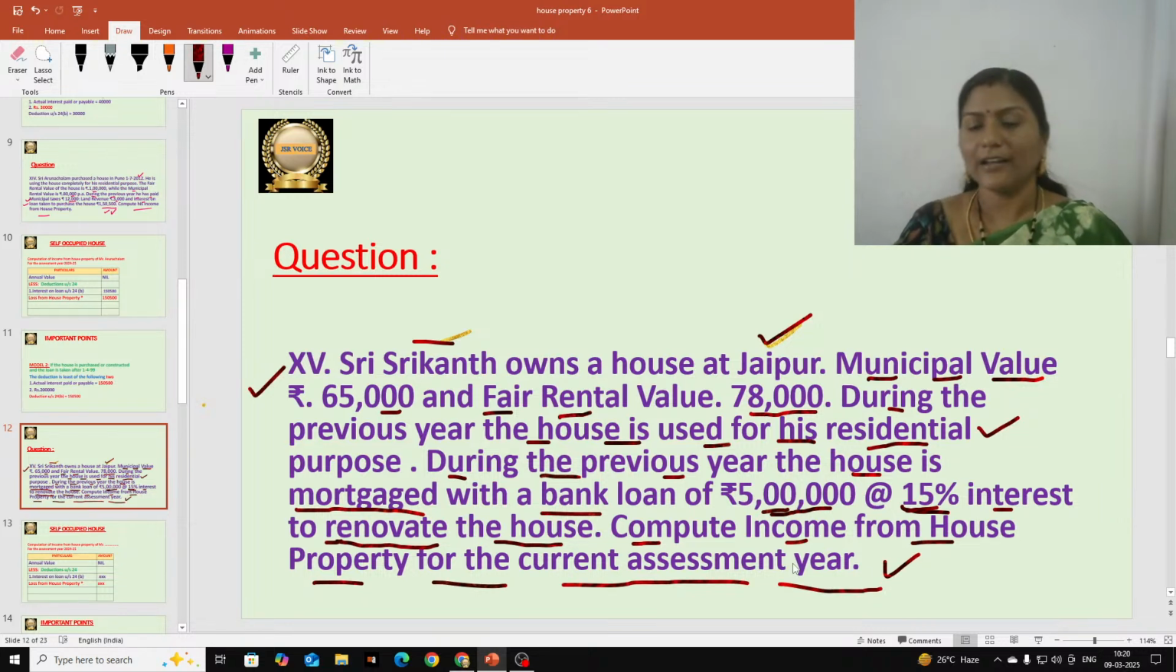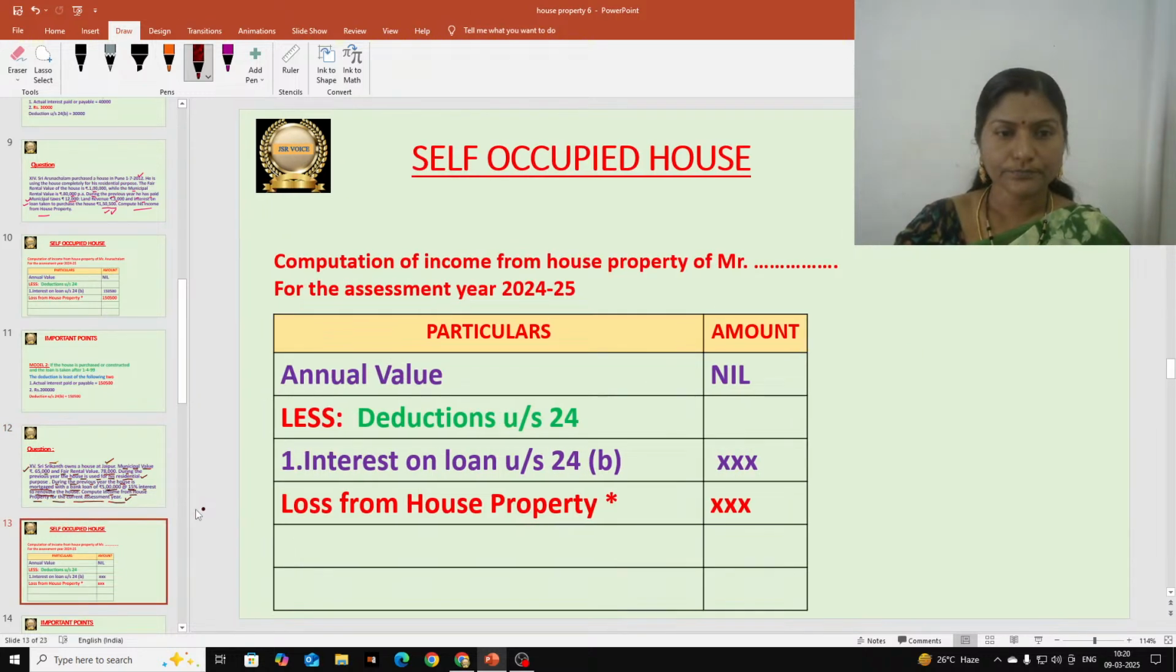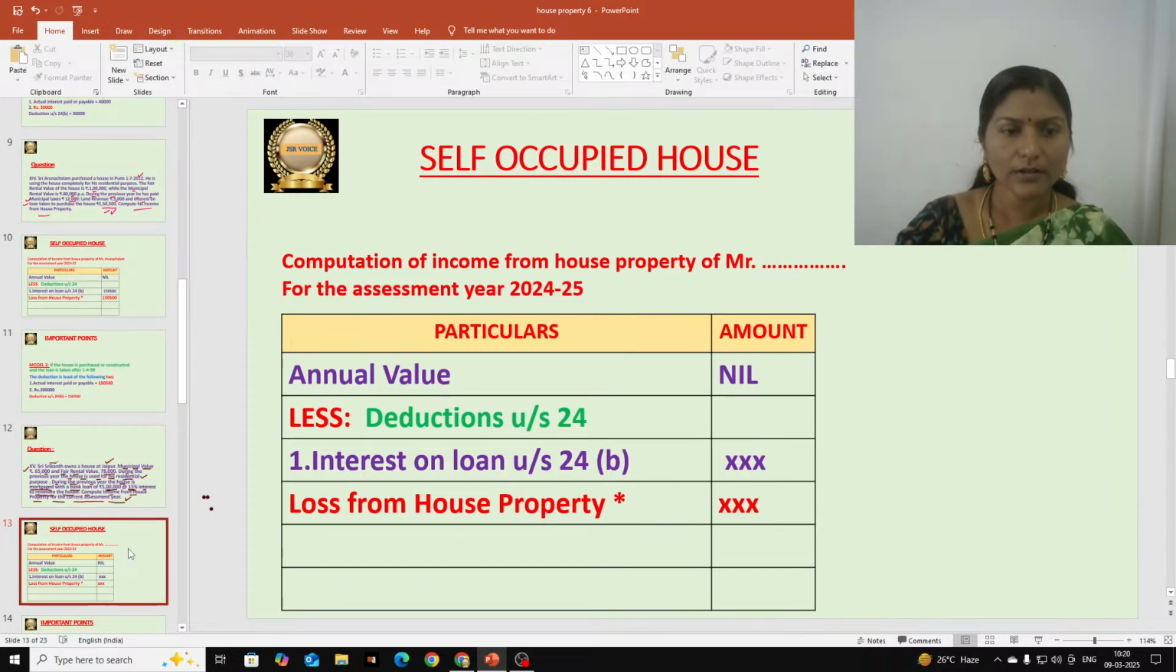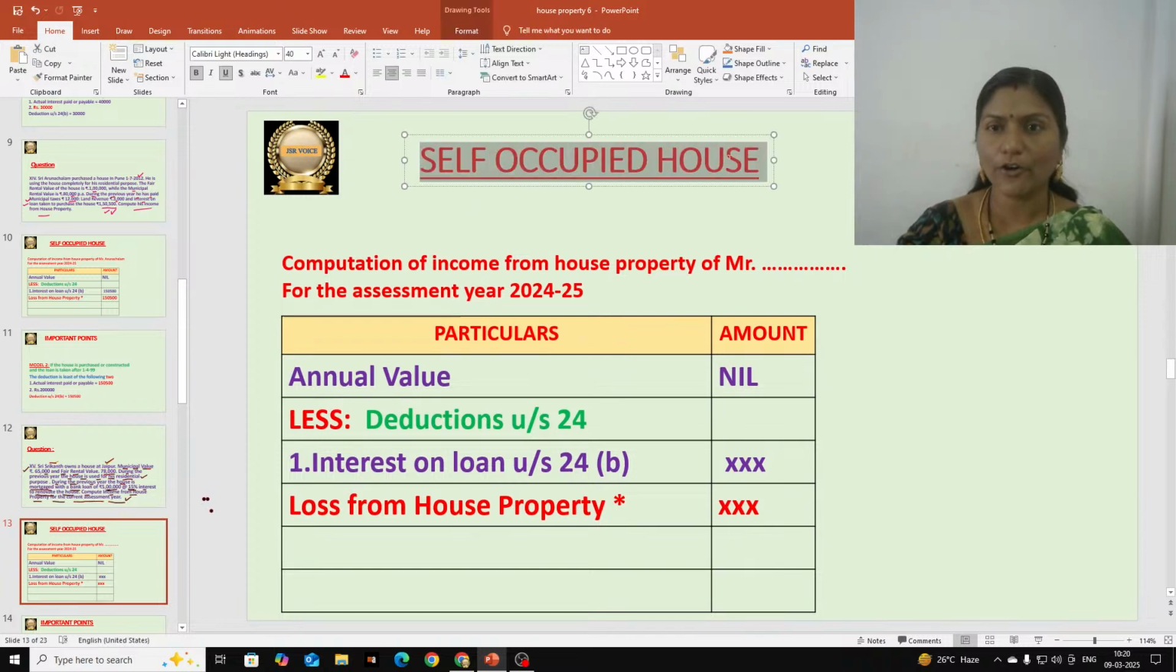Let us go and calculate. Okay, this is the question. First of all, reading the question is very important. Understanding the question is very important. Okay, let us do the solution for this. Here, first we should write on the top that it is a self-occupied house.